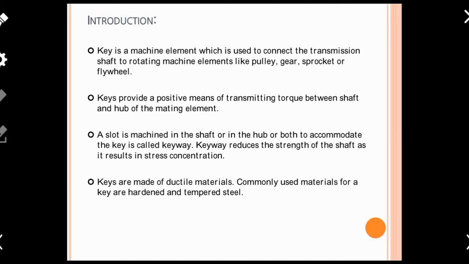Dear student, the term key is very familiar to us in our regular life. We have used the key and lock a number of times. The purpose of that key is simply to lock or unlock, but specifically we are talking about the special term key which is used in the mechanical engineering discipline. It is a simple mechanical component or device which connects a transmission shaft to rotating members for the purpose of power and torque transmission. This is the terminology from the mechanical engineering discipline.